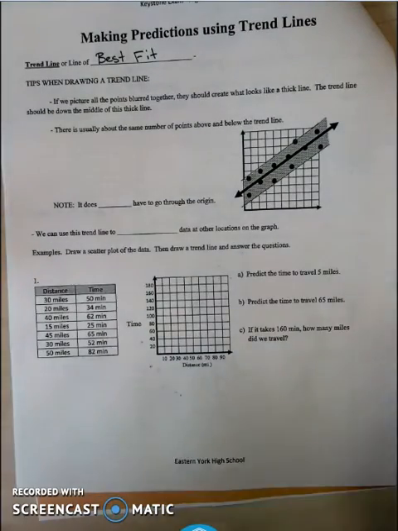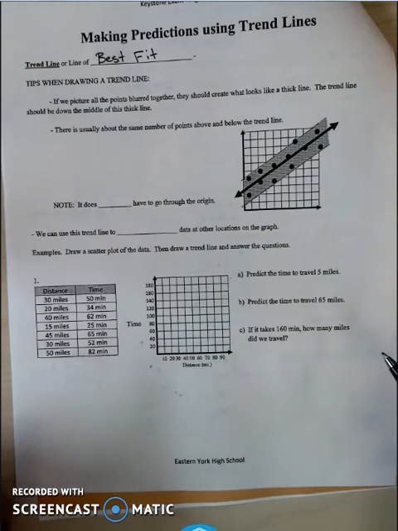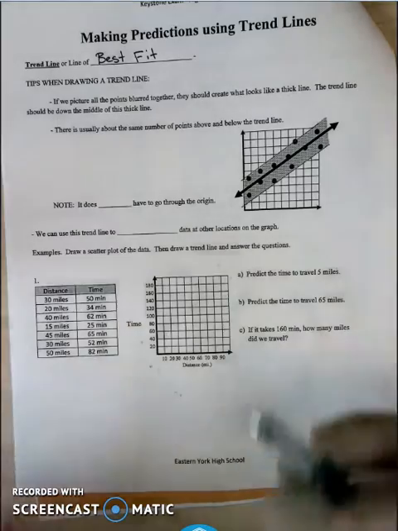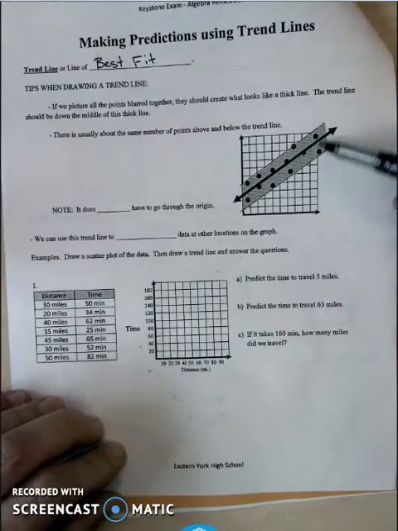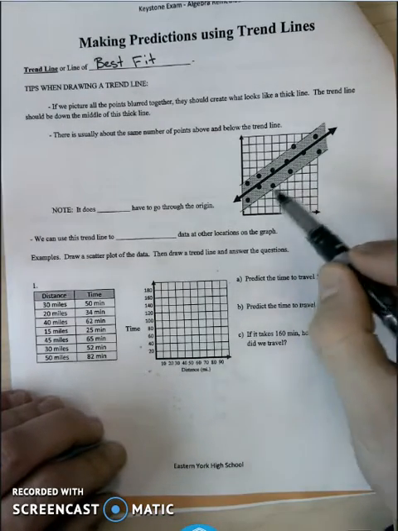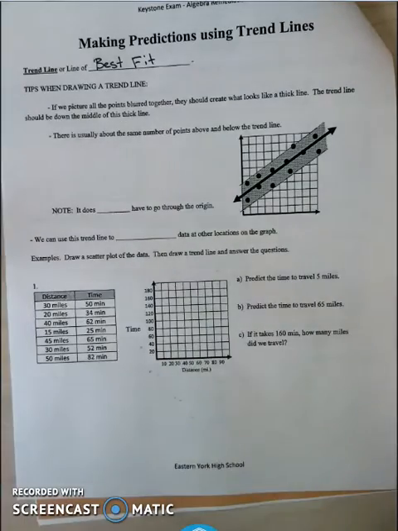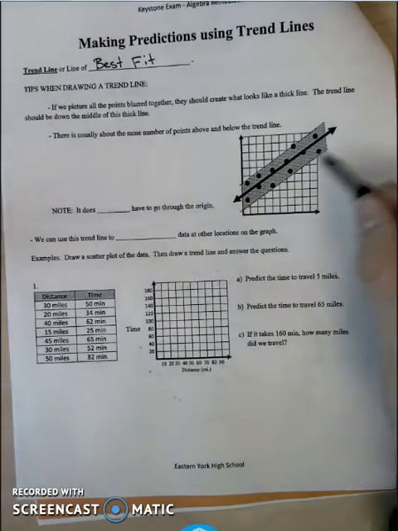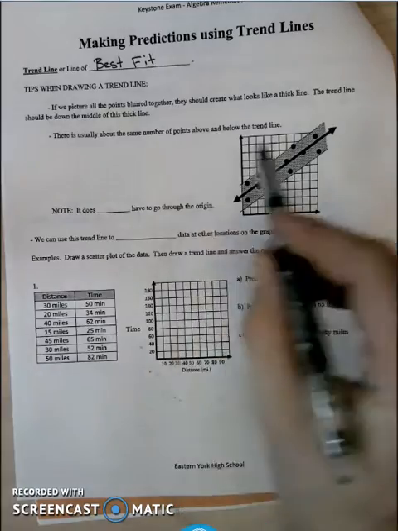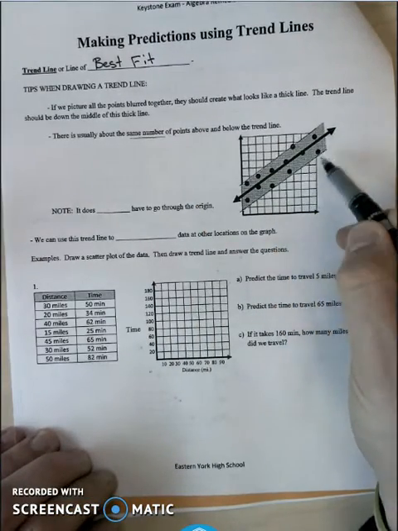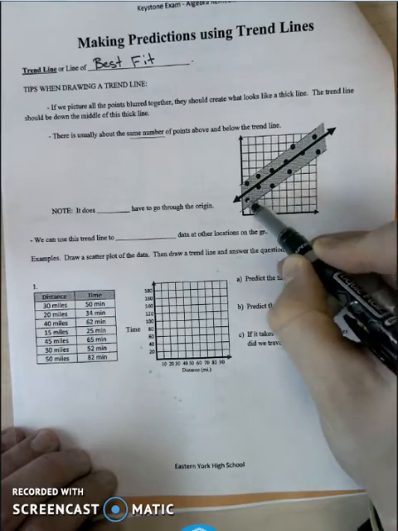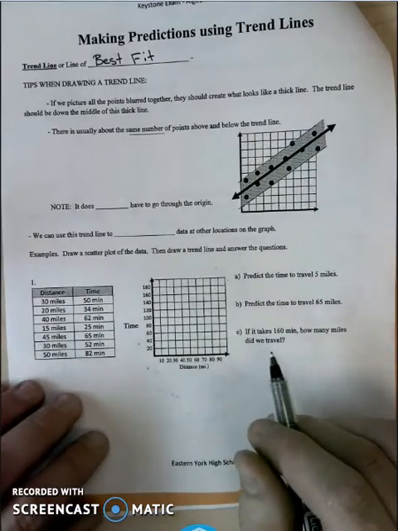A line that roughly has half above, half below of all the points generally shows the correlation of these points. So if we picture all the points blurred together, this is what this area is representing here. We create this thick area in between with all of our points contained. The trend line should be right down the middle of it. There's usually about the same number of points on either side. So in this case, we have 1, 2, 3, 4, 5, 6. 1, 2, 3, 4, 5, 6. So roughly the same amount.